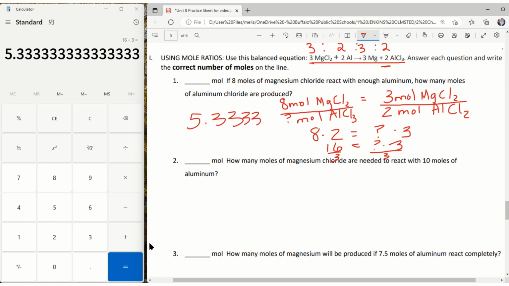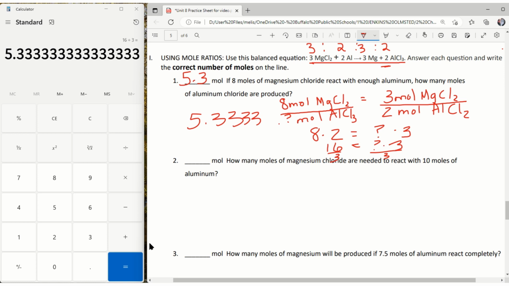5.3333. So 5.3. Let's see though if it makes sense. If I have 3 moles, I get 2 moles. So it's less, right? If I have 8 moles, I get 5.3. Does that make sense? It does. It's at least logical, right?